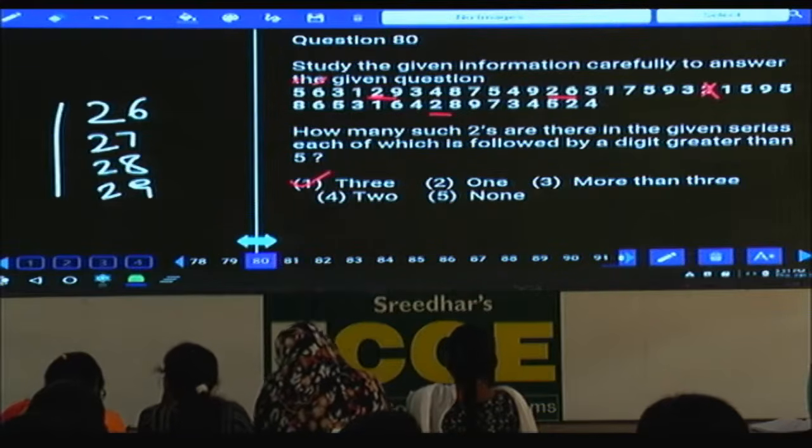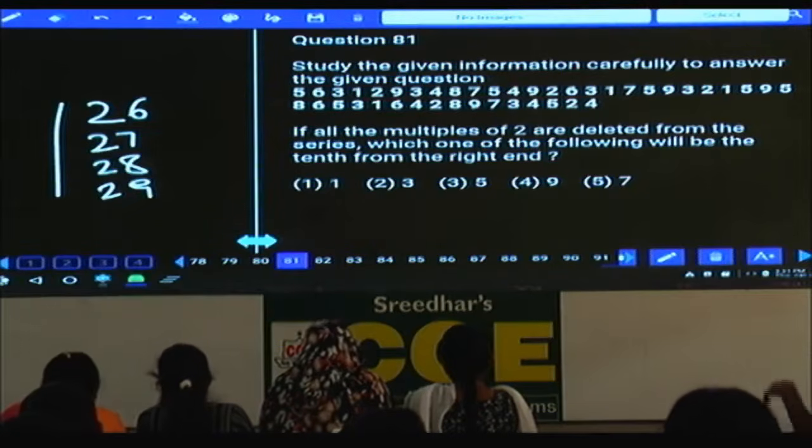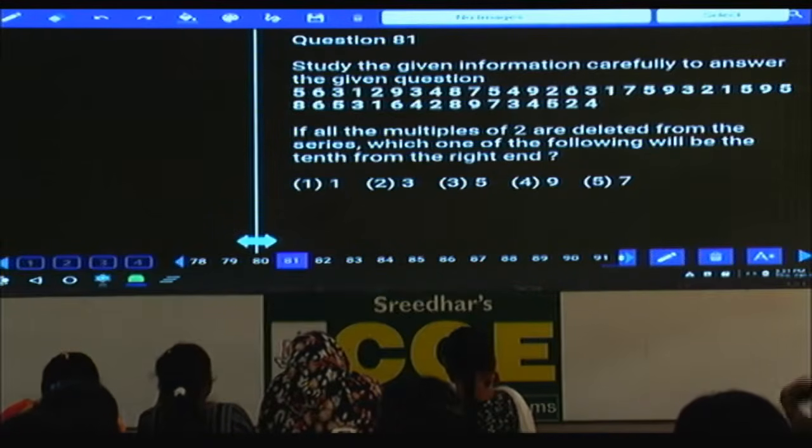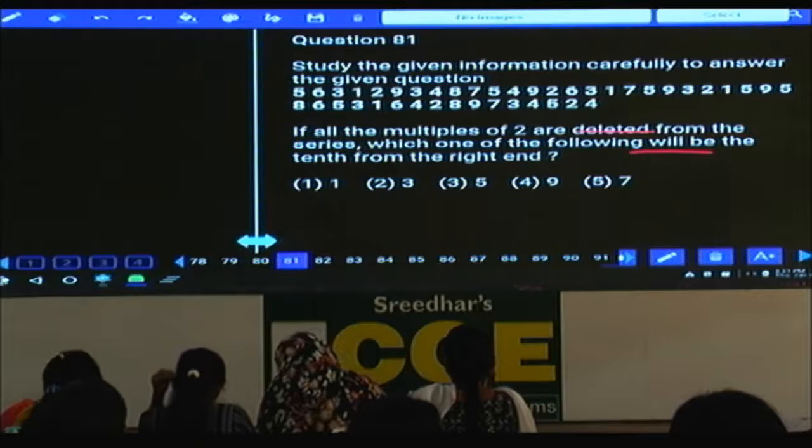Then next one, question number 81. Now in this 81, tell me what is the information we have. If all the multiples of 2, what happened to them? They are deleted from the series. That means if multiples of 2 were deleted, then what will be left over? Only odd digits will be left over. All multiples of 2 are nothing but even digits, isn't it? Then which one of the following will be 10th from the right hand? Now we need to count the 10th odd digit from the right hand. 10th odd digit means 1, 2, 3, 4, next one 5, 6, 7, 8, 9, 10th one is 5.